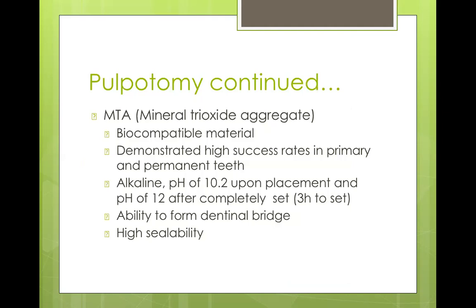MTA is a biocompatible material, with a high success rate in primary and permanent teeth. It is alkaline, at a pH of 10.2 when you place it. You mix the MTA powder with water, and when you do that, you get a pH of 10.2, and it takes about 3 hours to set. At the time it is fully set, the pH changes from 10.2 to 12. The good thing about the MTA is it will form a dentinal bridge. So it will seal those orifices for you, versus the formocresol, which doesn't do that. The zinc oxide eugenol doesn't do that.